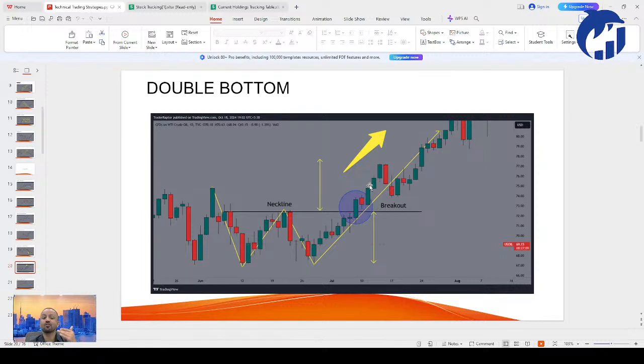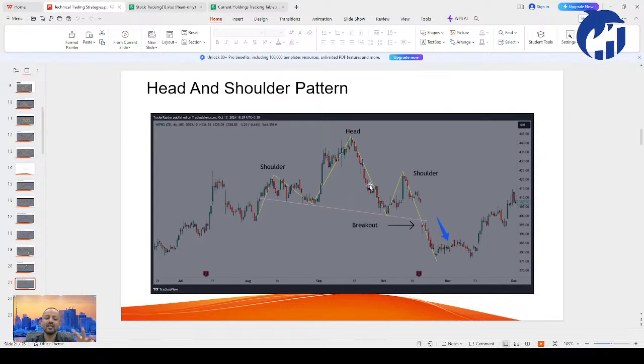This is similar to double tops and double bottoms. People also call it triple tops and triple bottoms. But head and shoulders is when the head is significantly bigger than the shoulders, correct? Your head can never be the size of your shoulder. It has to be bigger than the shoulders, higher or lower, depending upon the formation of this particular structure.